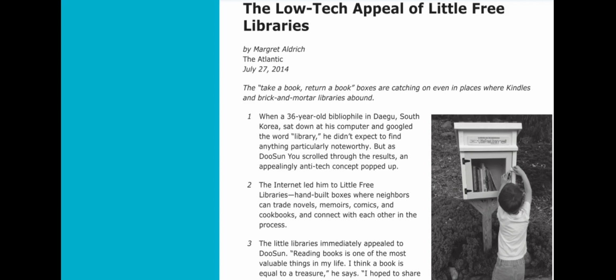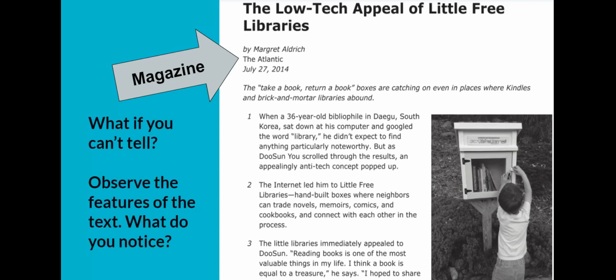If you take a look at the other features of the author, the publication says it's by Margaret Aldrich from The Atlantic. If you didn't know, The Atlantic is a magazine that talks about contemporary cultural issues. You're not expected to know every single publication that the STAAR test references, but they can sometimes give you clues about what kind of thing you're about to be reading. But what if you can't tell?